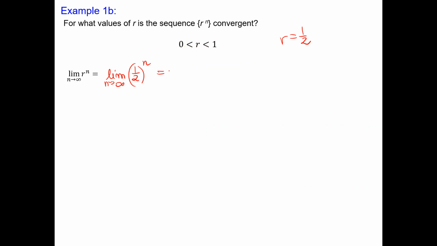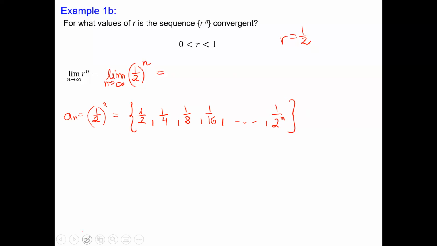For instance, 1/2. Limit of 1/2 to the power of n as n goes to infinity. We probably can get this limit explicitly, but I would like to list the terms. 1/2 to the power of 1, 1/2 to the power of 2, 1/2 to the power of 3, 1/2 to the power of 4, and so on. So we can see what is happening. I can even indicate the terms are getting smaller and smaller: 1/4, 1/8, 1/16, 1/32, 1/64, 1/128, and so on. The terms are approaching 0.